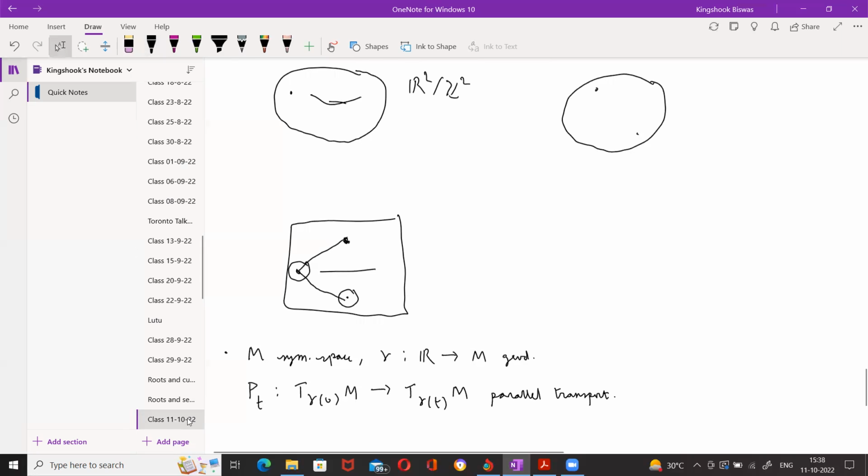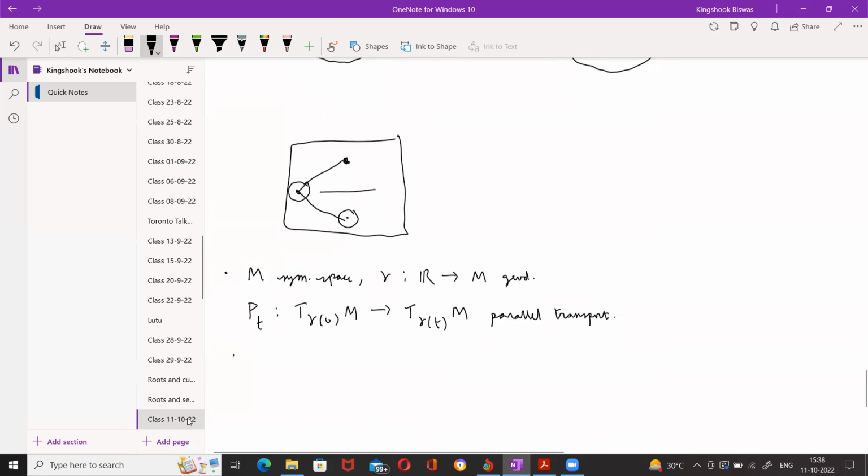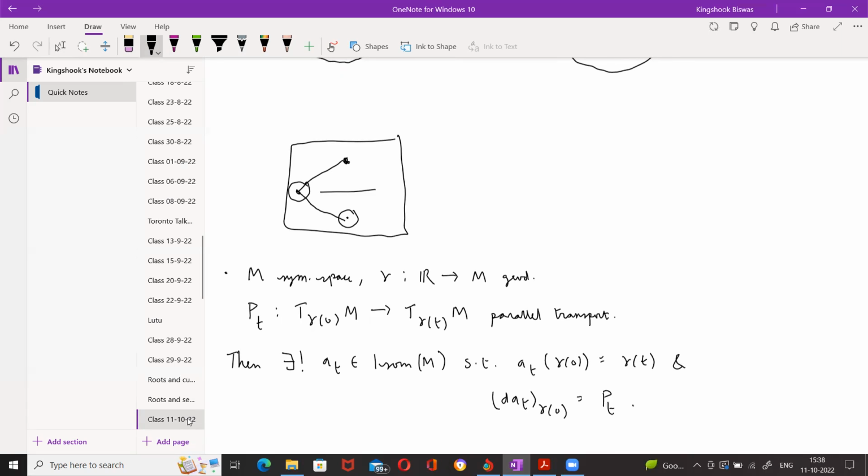Okay. Then what we've shown is that there exists a unique isometry A_T such that A_T of gamma 0 is gamma T, and dA_T at gamma 0 is equal to P_T. Is this clear? Yes.